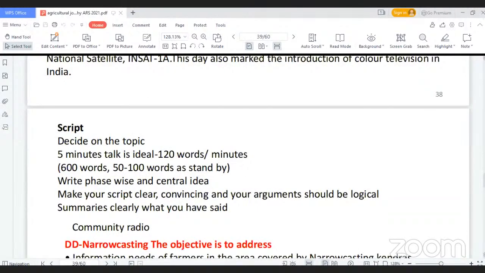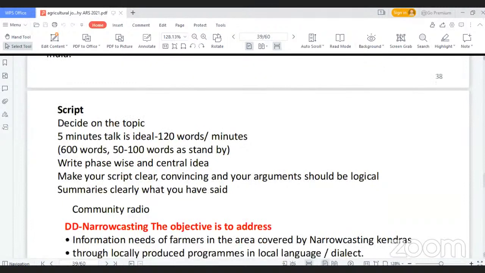Then, this is just a brief about how to write a script for radio. All other points are there. You have to read the things, then use local language, don't use jargon, and don't use too much statistical data. I am giving this only from your exam point of view, just keep these things.